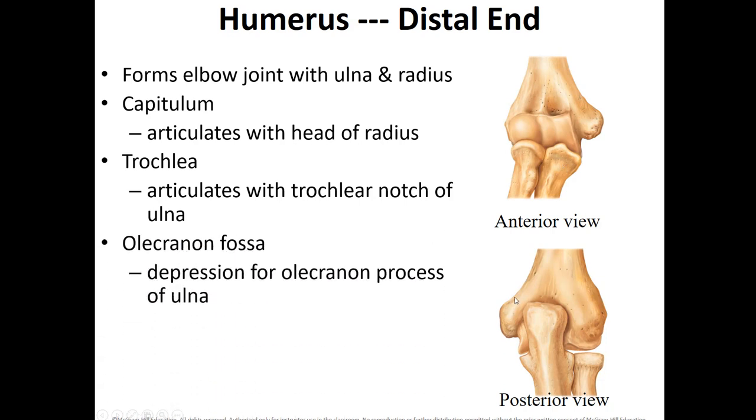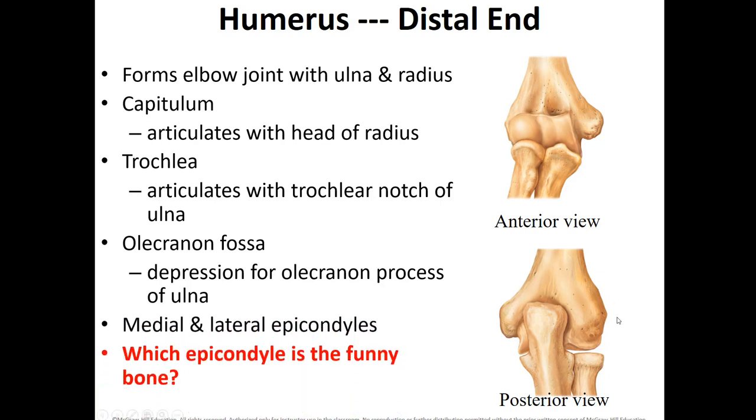On the posterior surface of your humerus, you have a depression called the olecranon fossa, and that is a depression for the olecranon process of the ulna to insert when your arm is fully extended. On the sides here are the epicondyles. The large one here is the medial epicondyle. Your ulnar nerve runs through a groove here, and so we call that the funny bone.